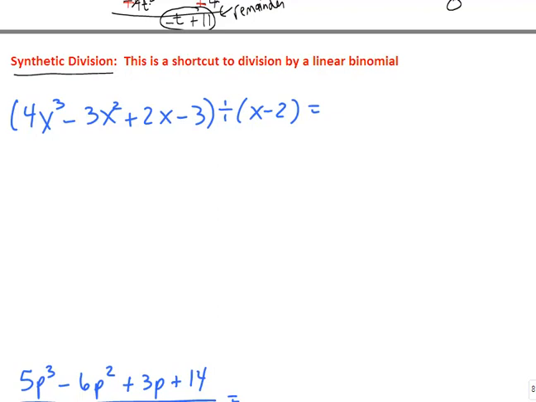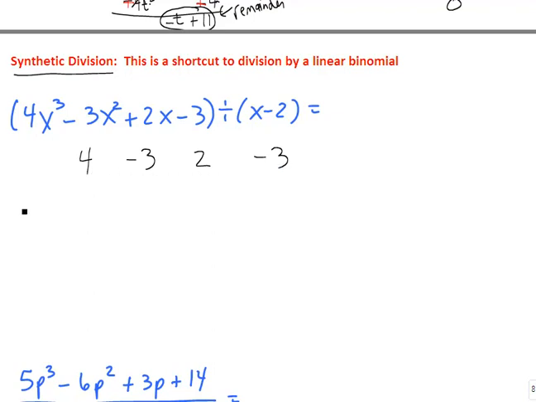So this is what it looks like. We're going to take our polynomial up front here, and instead of recopying the whole thing, we're just going to recopy the coefficients. So we have a 4, we have a -3, we have a 2, and we have a -3. Just like in long division, if I was missing any terms, I would need to account for that up top here and throw in some zeros for those missing terms. And you want these coefficients written in descending order.